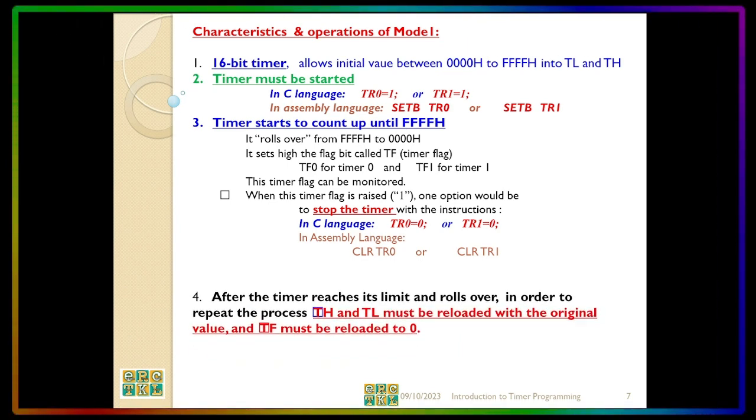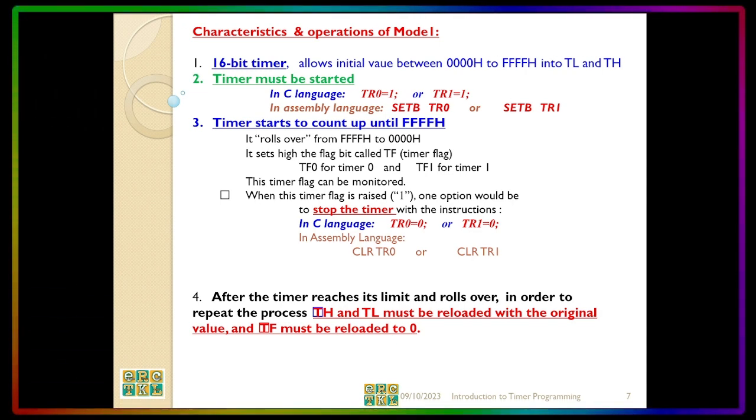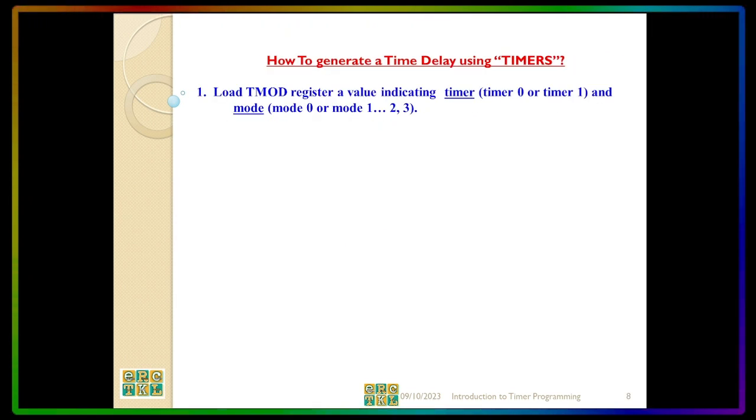Number 4, after the timer reaches its limit and rolls over, in order to repeat the process, TH and TL must be reloaded with the original value, or what we call the initial value of TH and TL, and the timer flag TF must be reset to 0, that is TF0 or TF1 equal to 0. This will be made clear later on when we see the sample program.